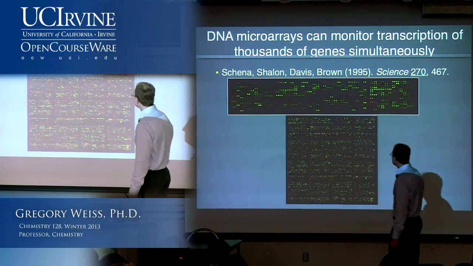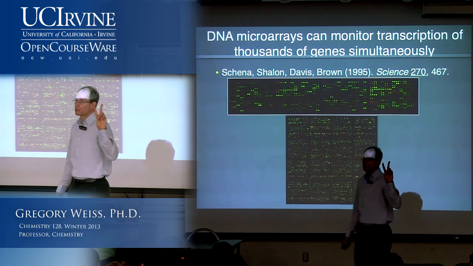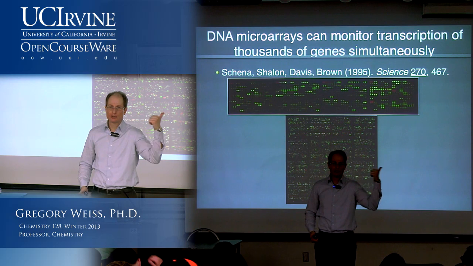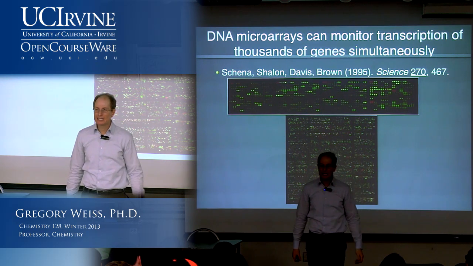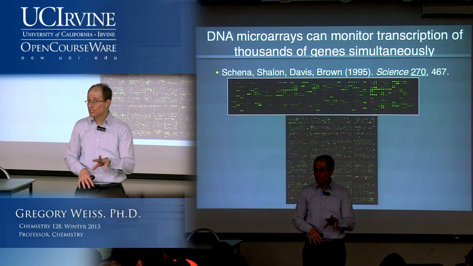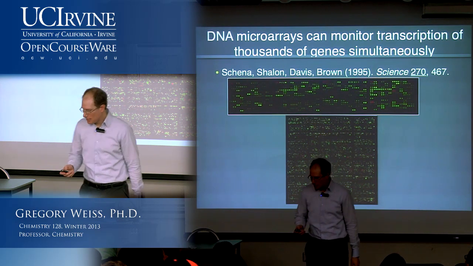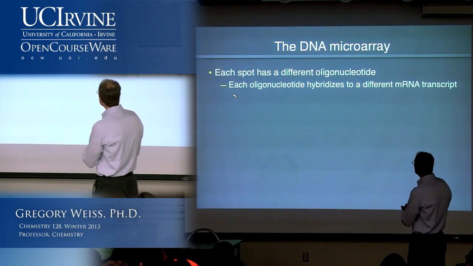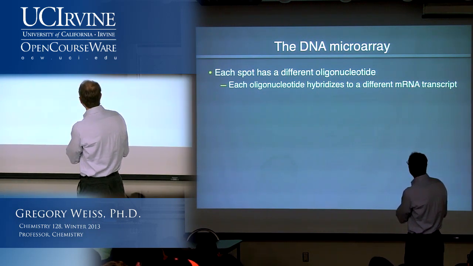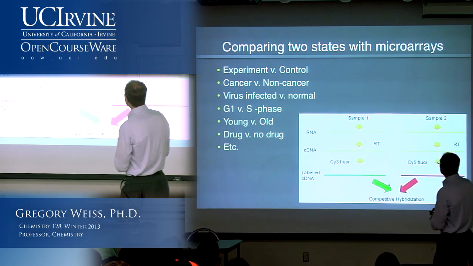In practice, this can be made a lot more complicated. Let's imagine now that we have two samples, one that we label with red sequences and one that we label with green sequences. This allows us to compare all of the different DNA or RNA sequences present, red versus green. Let's take a closer look. Each oligonucleotide hybridizes to a different mRNA transcript, where one sample is labeled in green and the second sample is labeled in red. Here's the way this works.